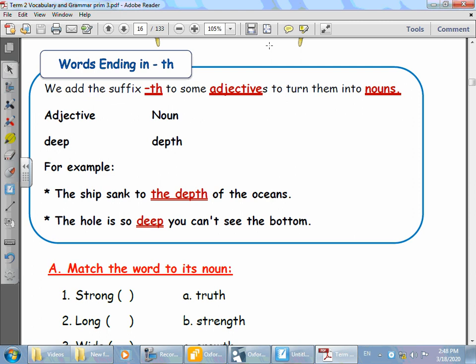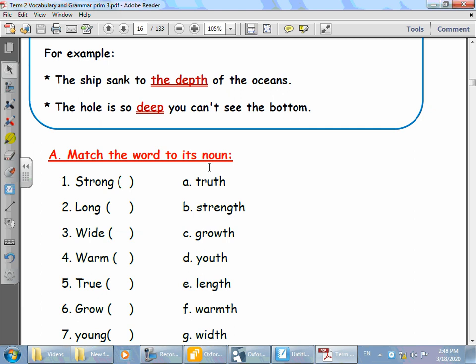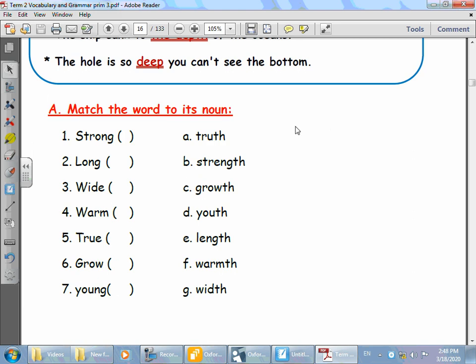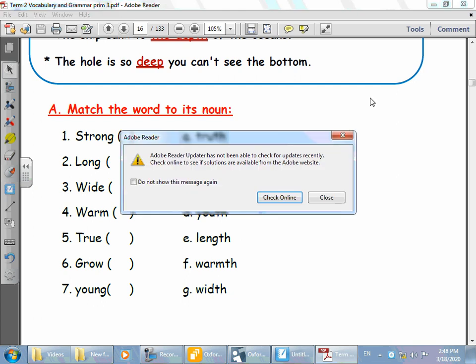Okay? So here, for example, the ship sank to the depth of the oceans. And the hole is so deep you can't see the bottom. Okay, now here in this exercise it says match the word to its noun. So we have 7 adjectives and 7 nouns. We're going to match them together. Now pause the video for 5 minutes, try to answer them on your own, and then we will answer them together.